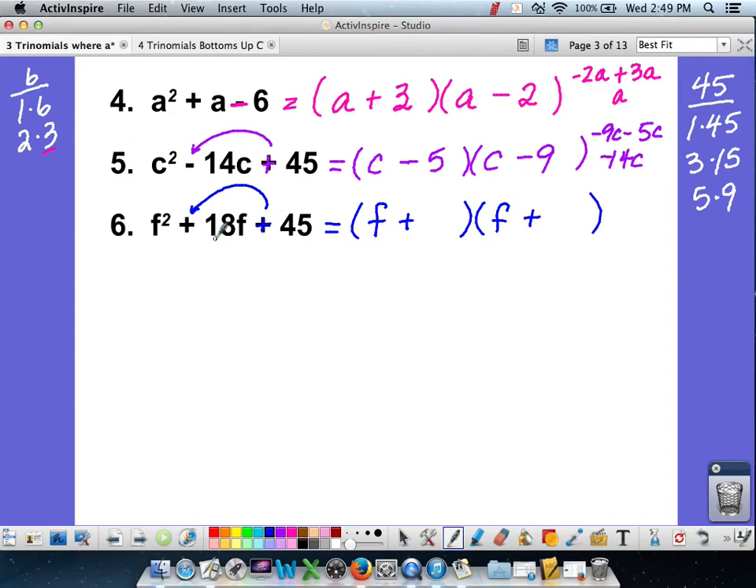Now, I've got this already written over here. Sometimes that's a good idea, to keep your factors already written down. The ones that add and give me 18 are going to be 15 times 3. Since the signs are the same, it doesn't matter which I write first. When I check it, my outer terms are 15f. My inner product here is 3f. Added together is 18f.